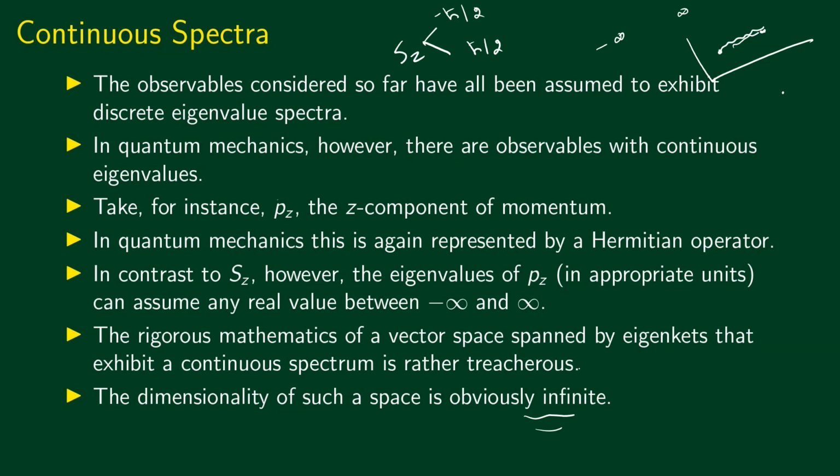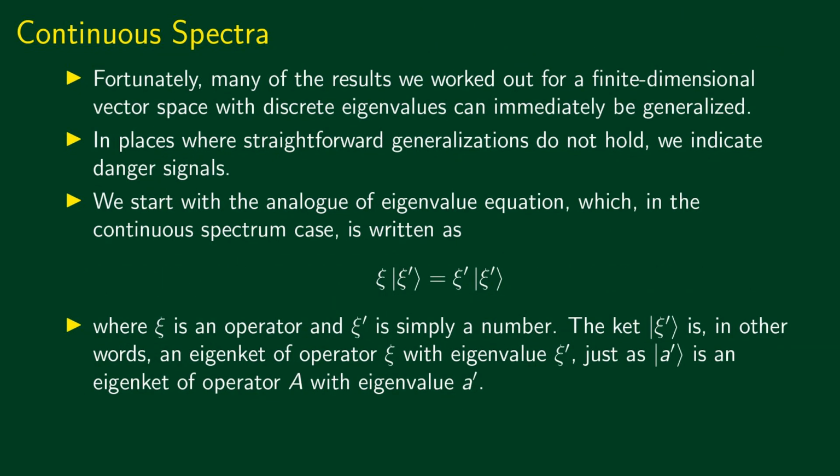So all these things make the treatment rather complicated, but there are rigorous mathematical formulations. We don't discuss the rigorous mathematical formalism. What we will do is we'll start with the results that we already have, and then generalize it to the case of continuum eigenvalues, or continuous eigenvalue spectra. Fortunately, many of the results we worked out for a finite dimensional vector space with discrete eigenvalues can immediately be generalized.